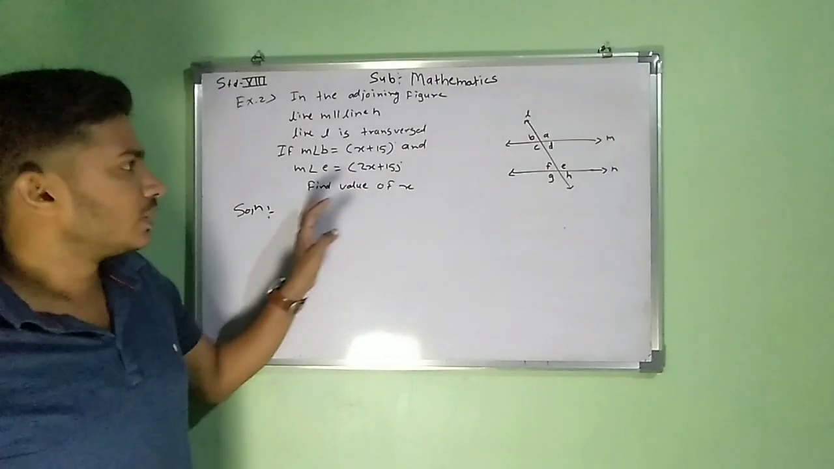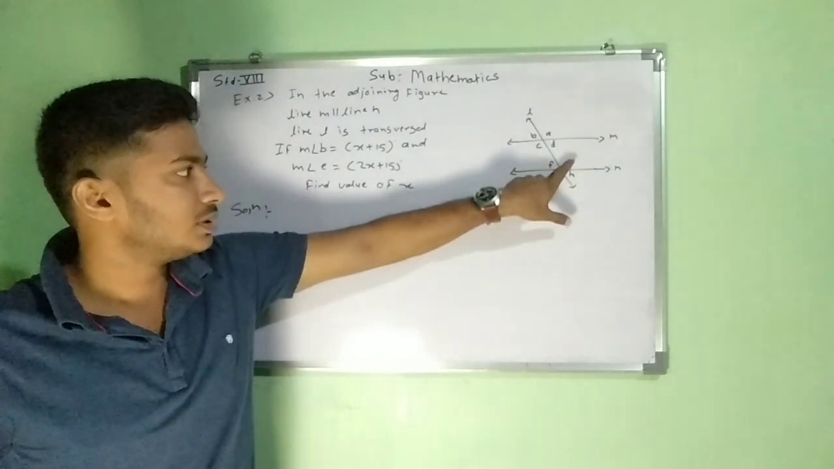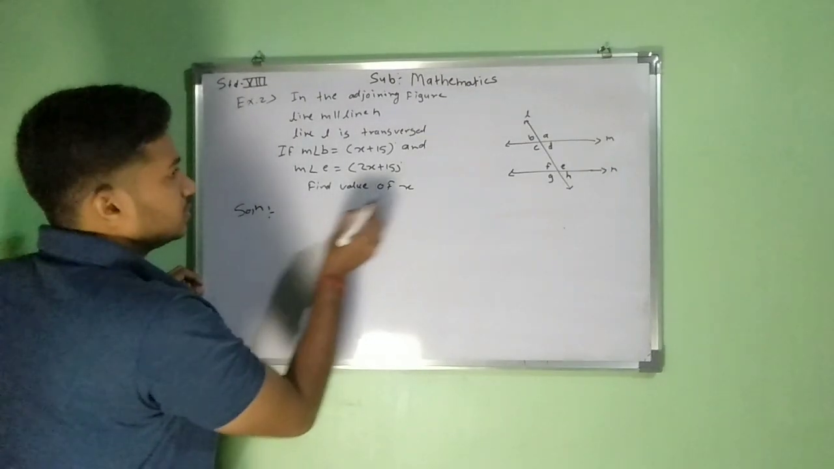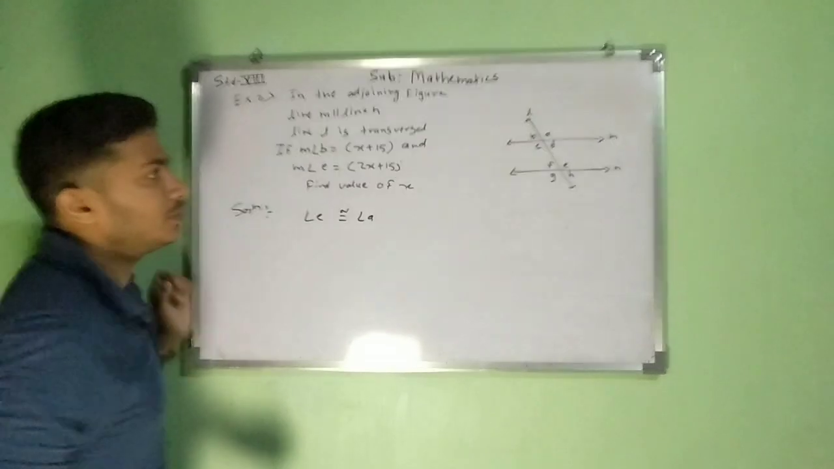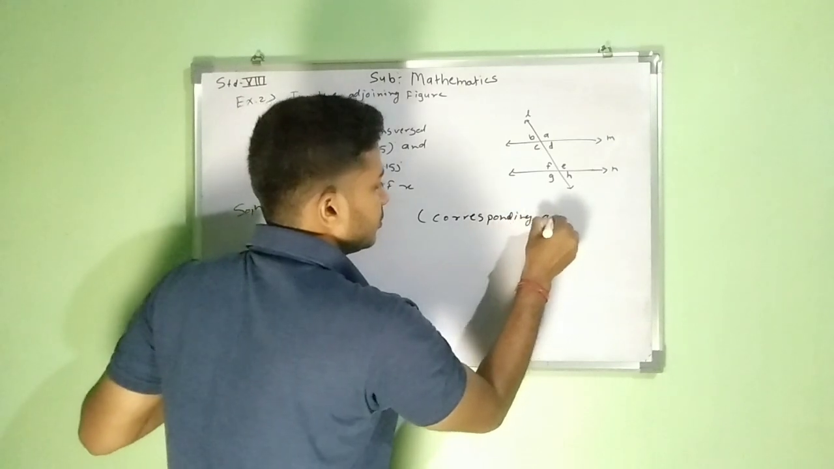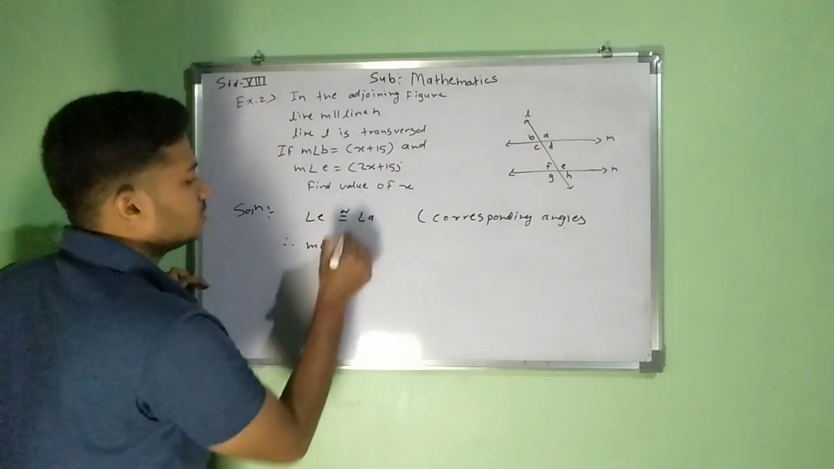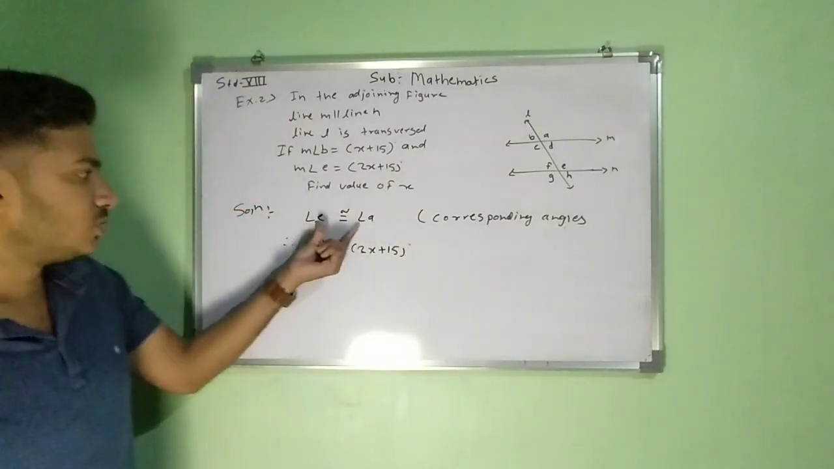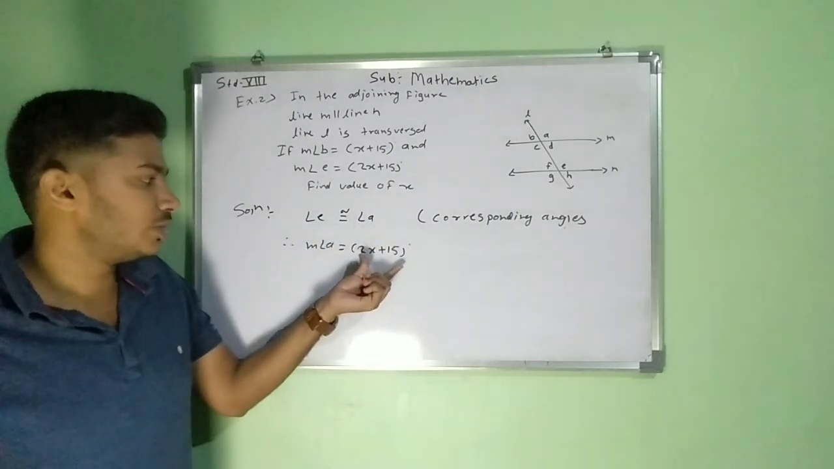So look here, the measurement of angle E is given. If you carefully look at this diagram, that angle E is corresponding to angle A. Okay, look here, that angle E is congruent to angle A. Why? Because they are corresponding angles. Therefore measurement of angle A is also equal to 2x plus 15 degrees. Okay, as these two angles are congruent, that means their measurements will be the same.